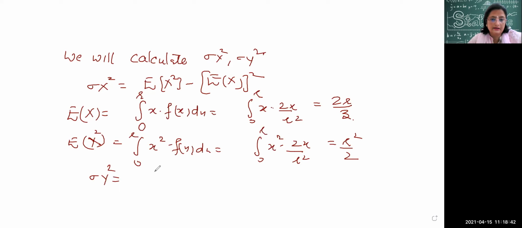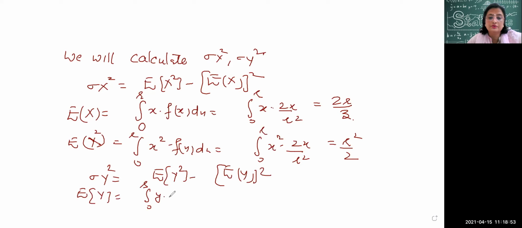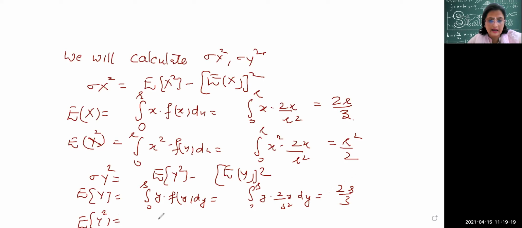Similarly, sigma y square. This is expectation of y square minus expectation of y its whole square. So we will find expected value of y in the same way. This is integration 0 to s, y into f of y dy. So you will substitute the value here, 0 to s, y into what is the value of f of y? We have 2y upon s square into dy. So you will get the same value, 2s by 3. Similarly you will get expected of y square as s square by 2. I have directly copied it from there.